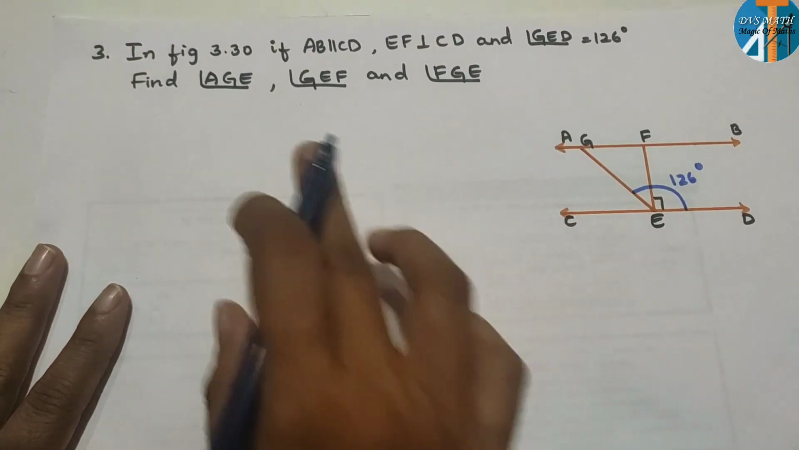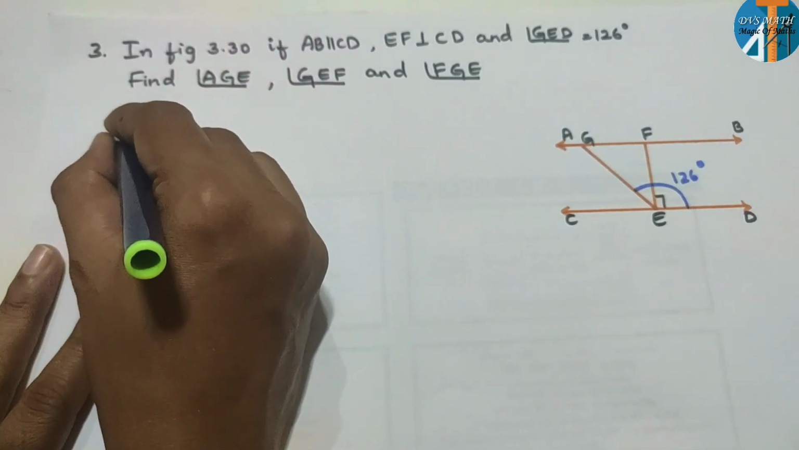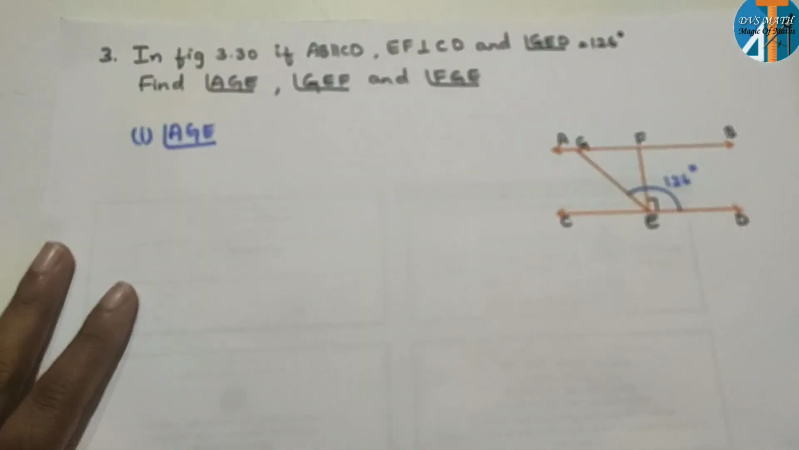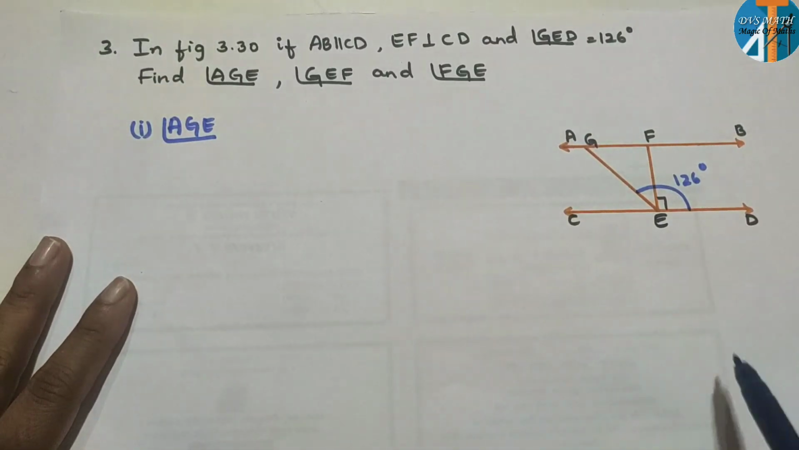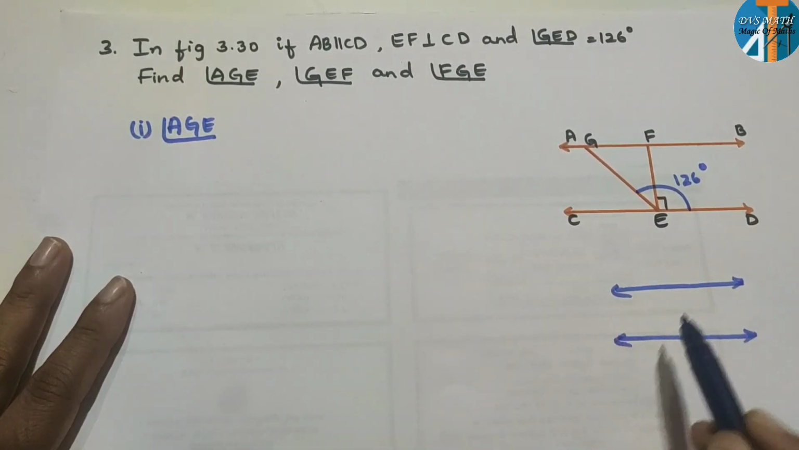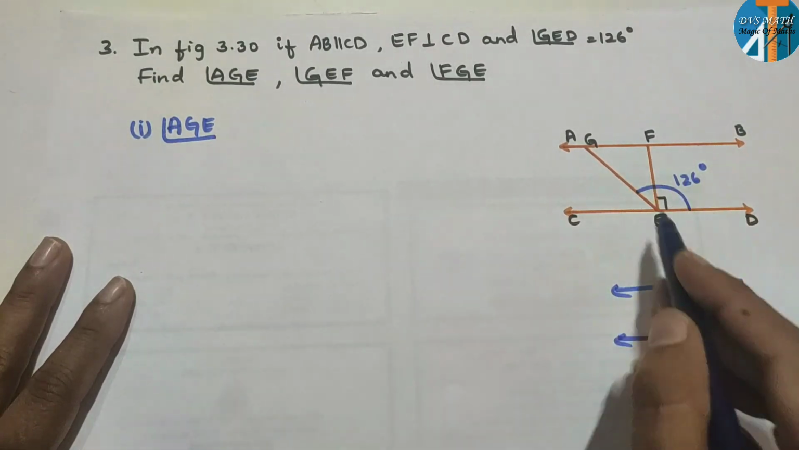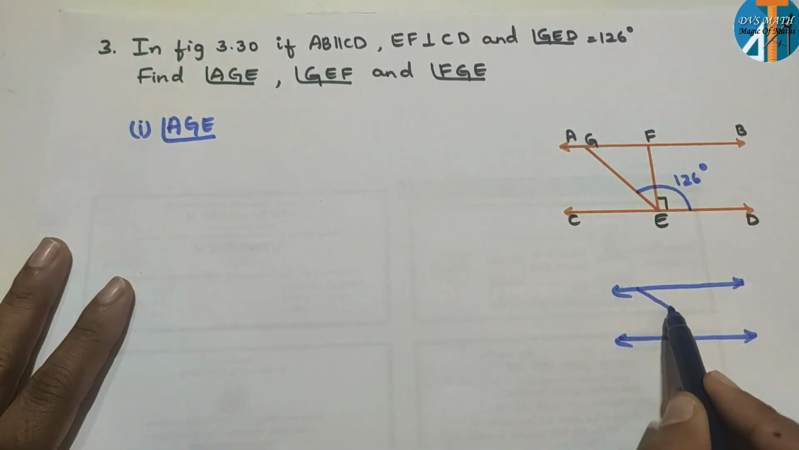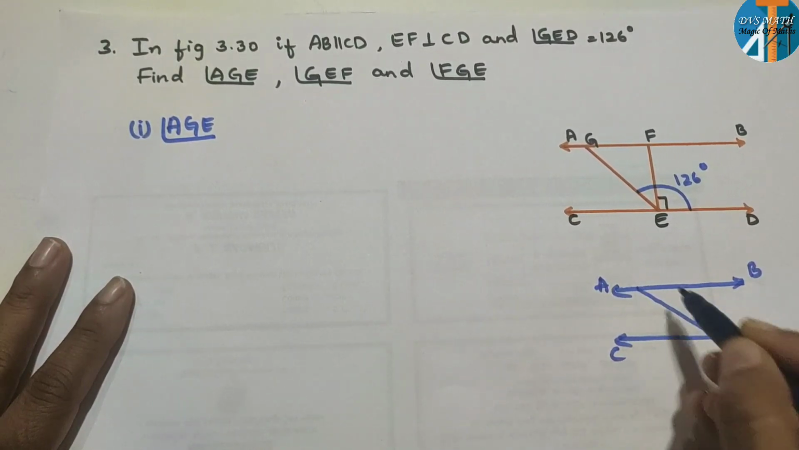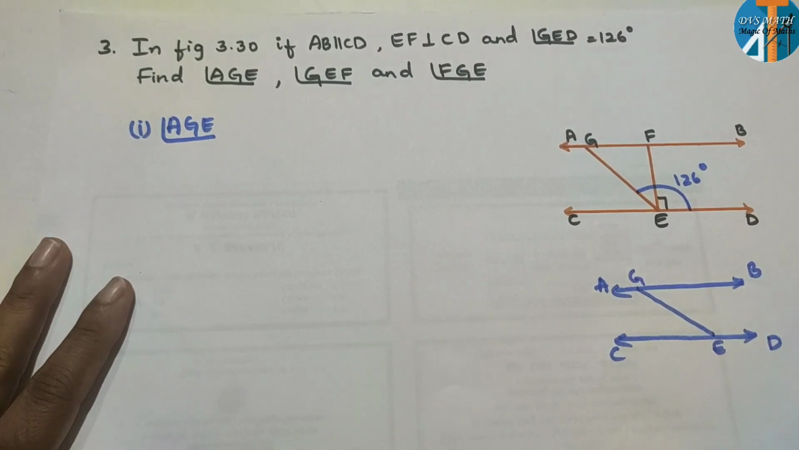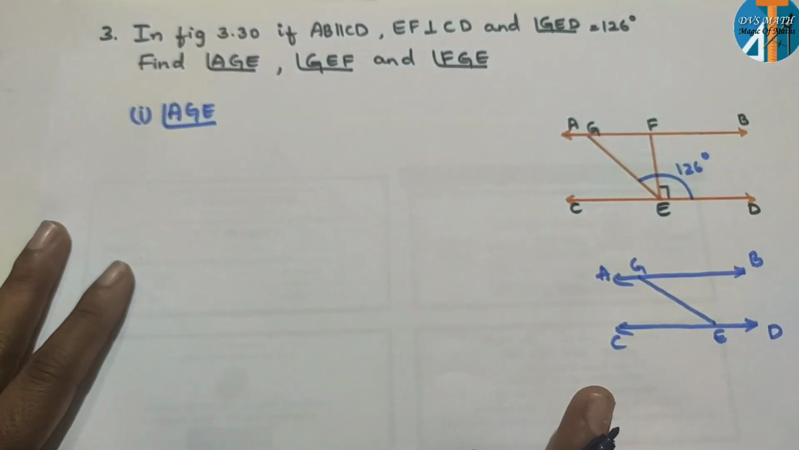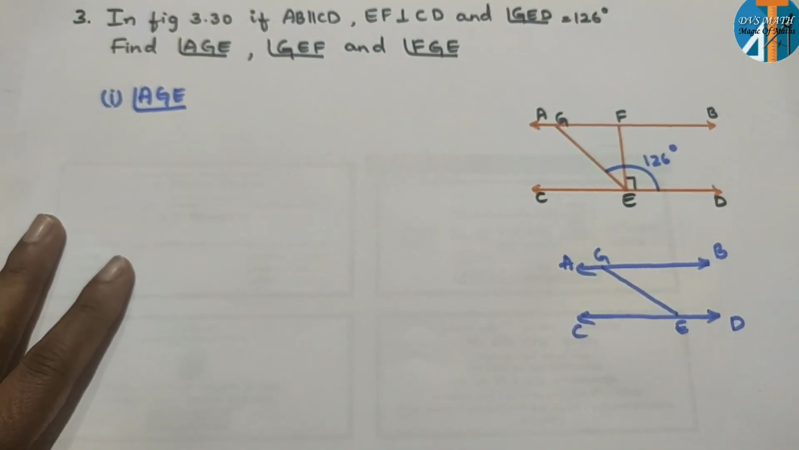So let us begin with the first one, that is angle AGE. Now observe here, I am taking another figure without this perpendicular. I am taking only this transversal, that is GE as a transversal. This is A, B, C, D, and this is G, E. This perpendicular I am not considering; only this, to find AGE. So observe the figure carefully.